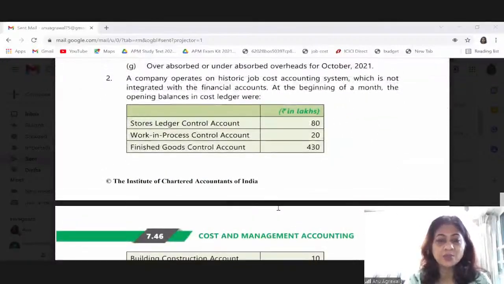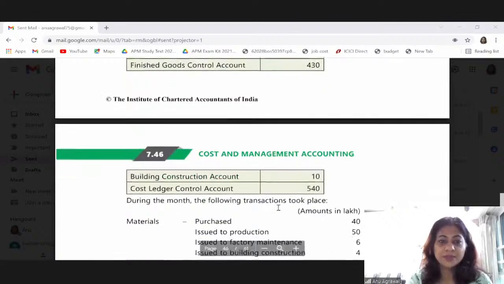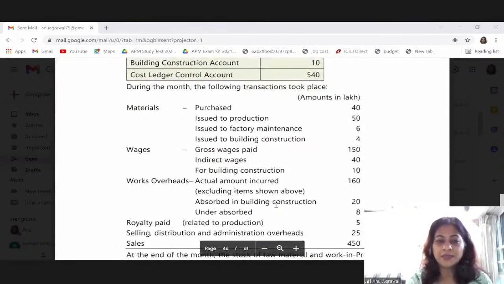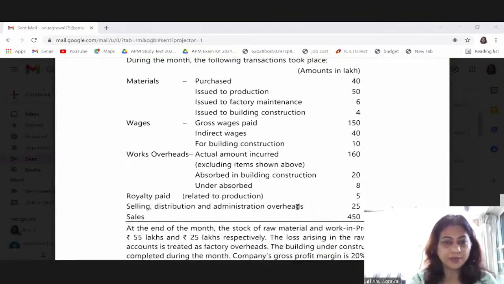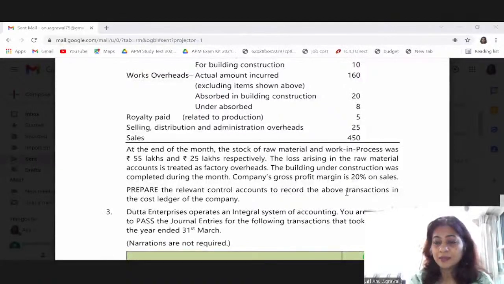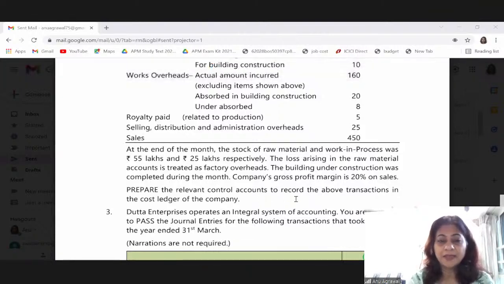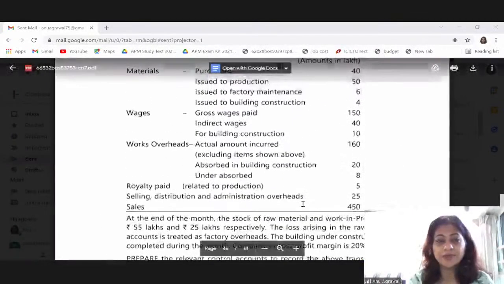So this is practical question 2. This is what I hope you are asking me, Shreya. There is a question wherein works overhead actual is 160 excluding items shown above, absorbed in building construction is 20, under absorbed is 8. At the end of the month, the stock of raw material, okay, prepare the relevant control accounts to record the above transactions.